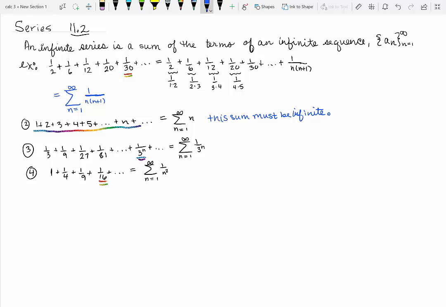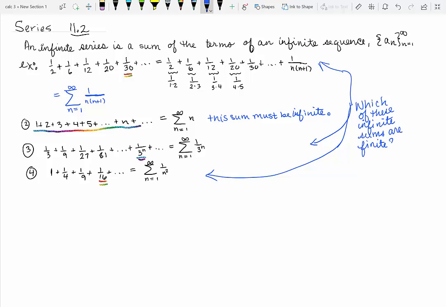But the question is, what about these three? Which of these infinite sums are finite? And because we know it's possible for the area under the curve of a function moving all the way out to infinity to be finite, there's a chance that it might make sense that these sums could be finite.